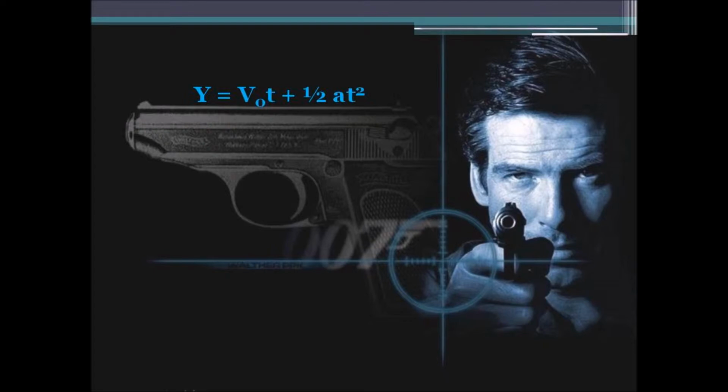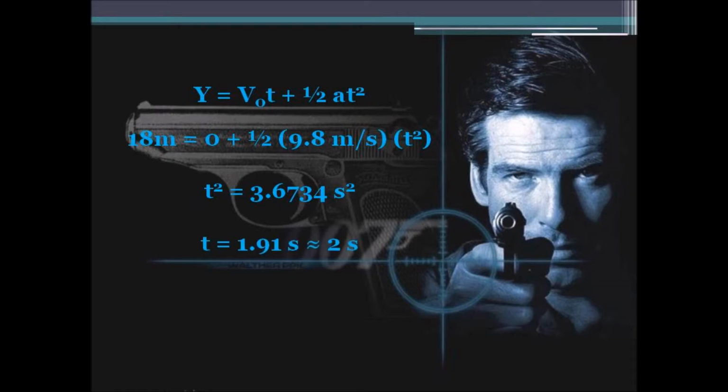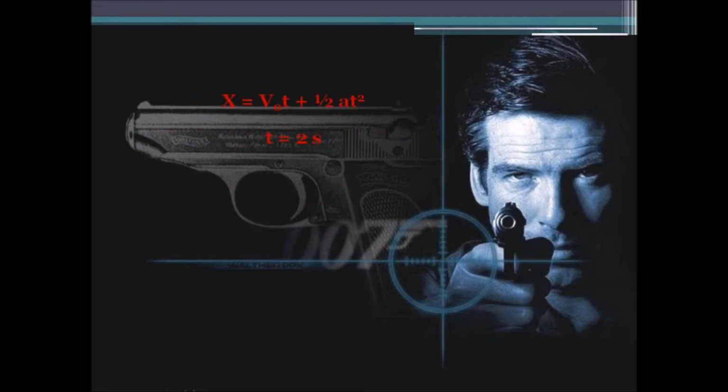First, we need to find the time it takes for the car to go from the top of the building to the ground. To do this, we can use the equation y = v0t + 1/2at². Since the y component of the initial velocity is 0, we can simplify it into 18 meters = 1/2 × 9.8 m/s² × t². We can simplify this into t² = 3.6734 s², and we get t = 1.9 seconds, which rounds to 2 seconds.